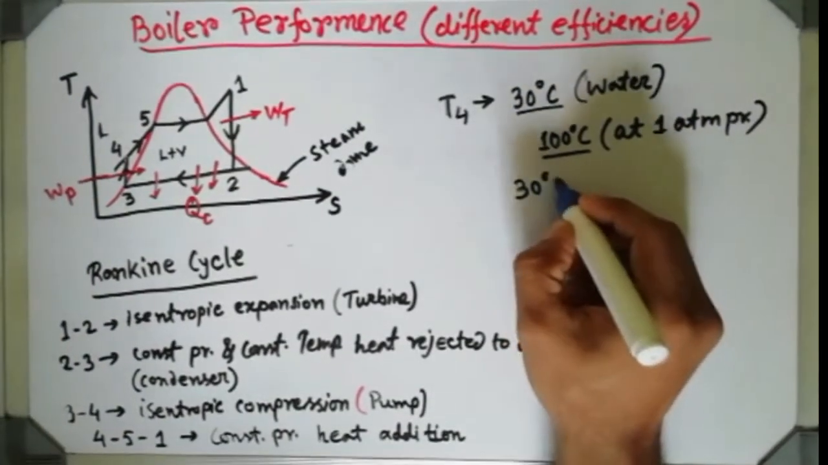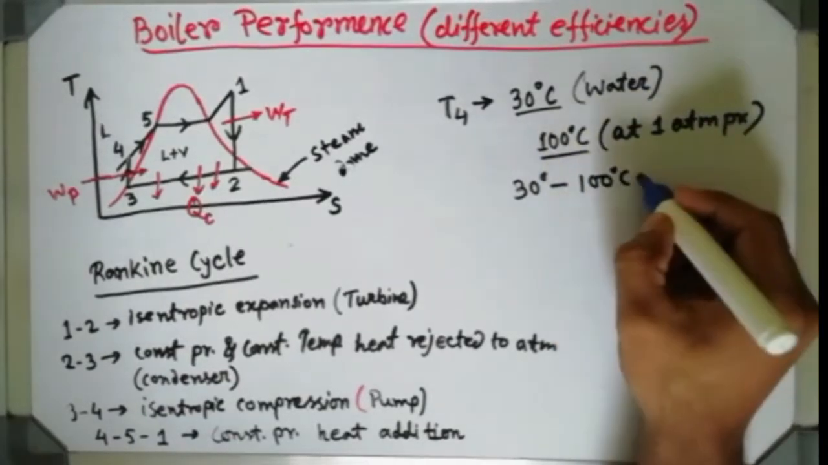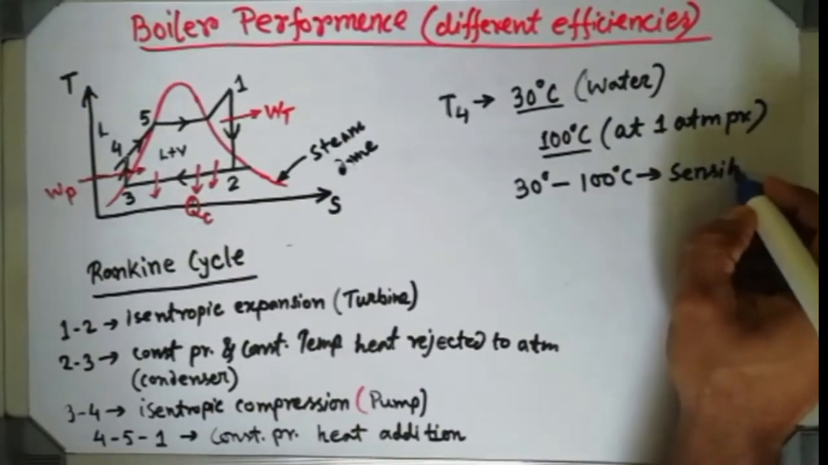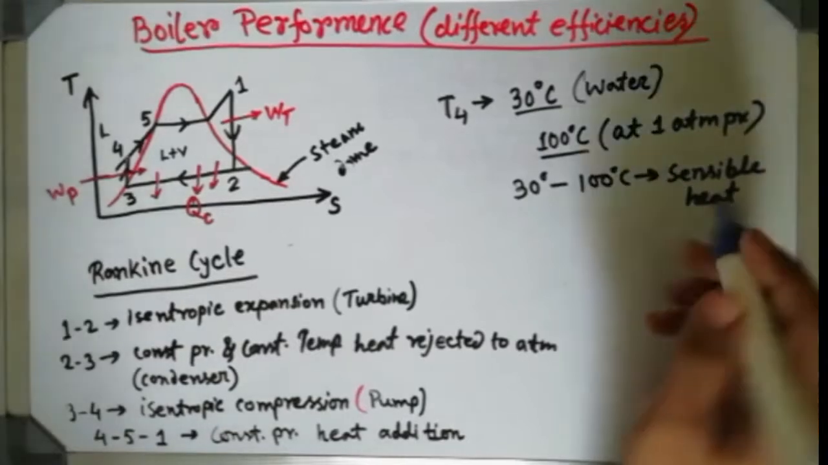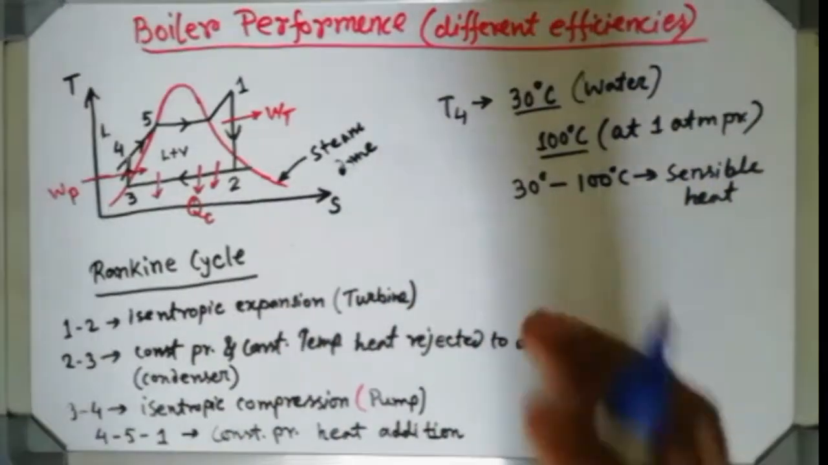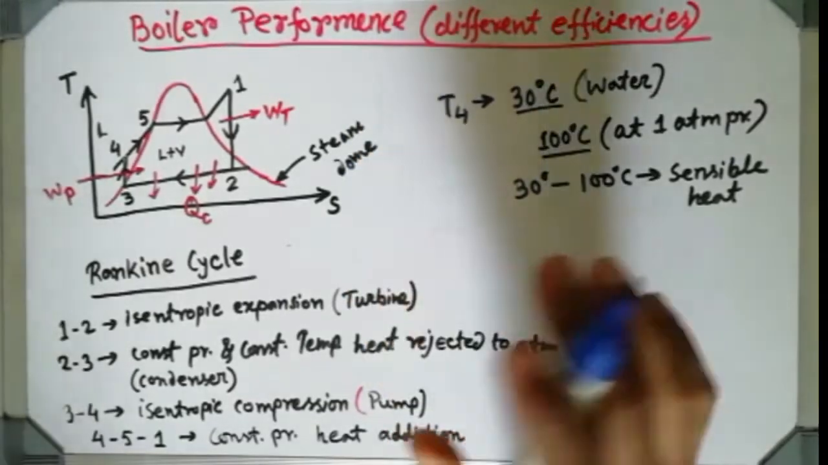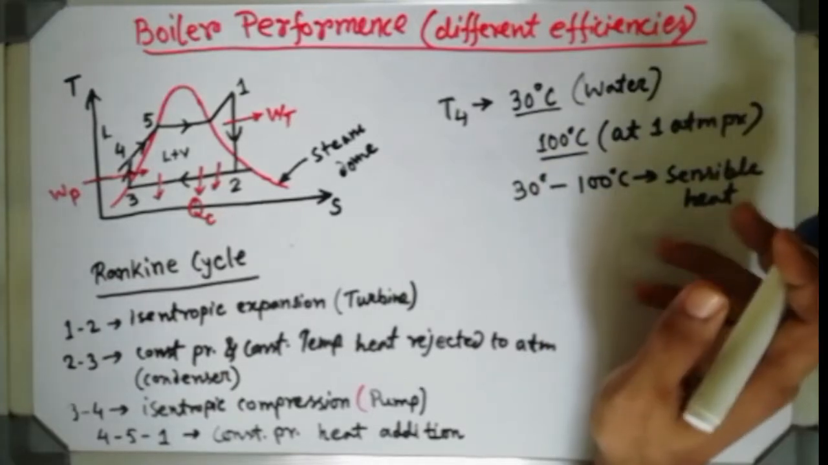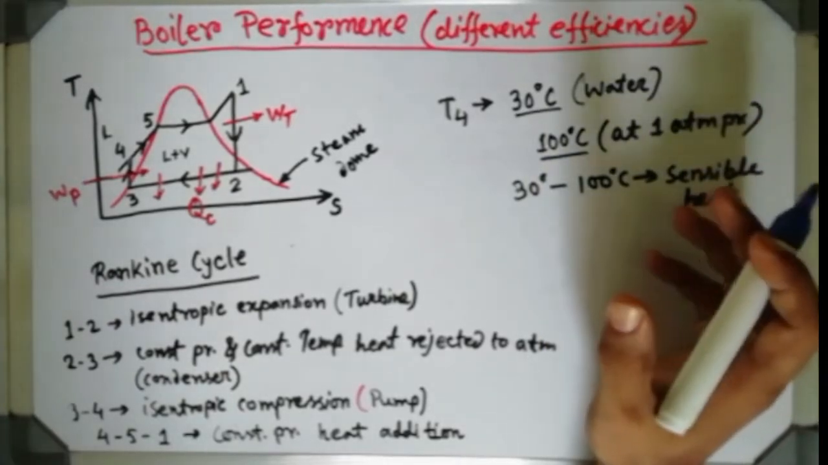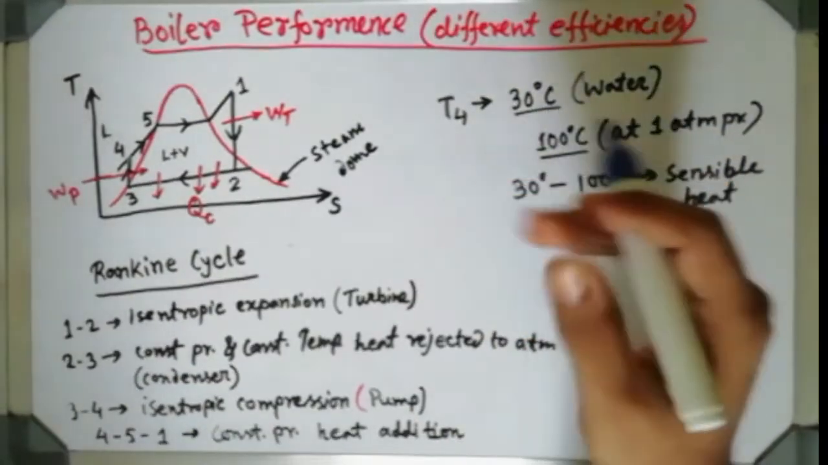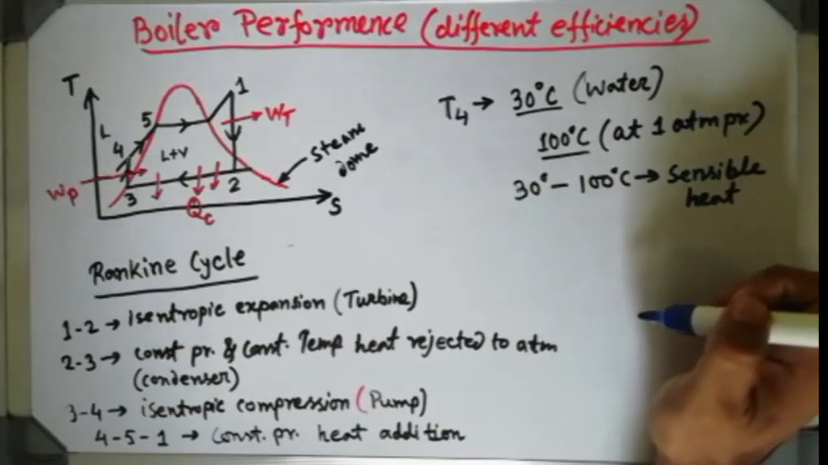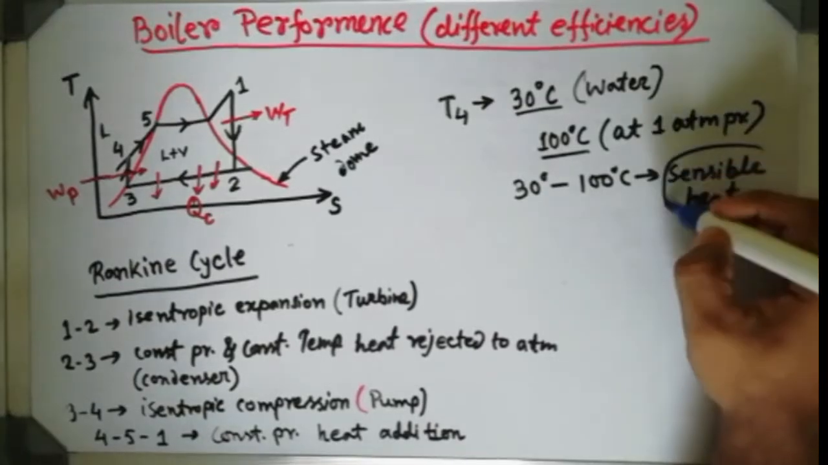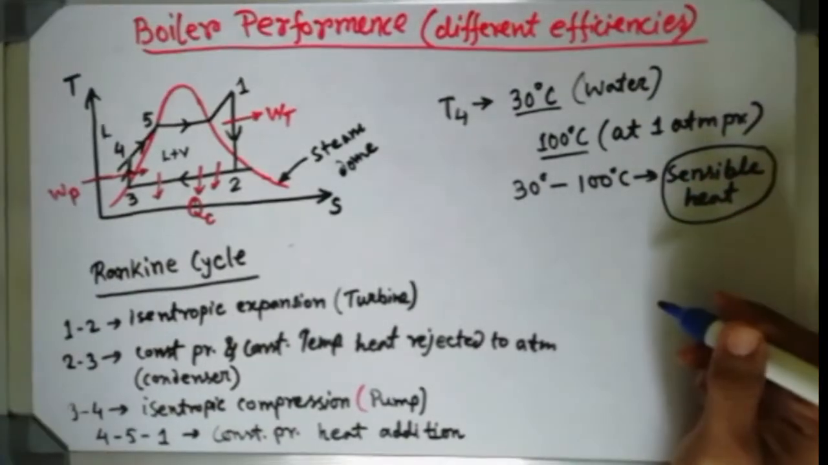So from 30 degrees centigrade to 100 degrees centigrade, the heat you are supplying is known as sensible heat. This sensible heat is also known to you, it is taught in class 9, 10. When you are heating the water from 30 to 100 degrees centigrade, the heat can be sensed. That means the temperature is increased. You can see the temperature is rising. That's why heat can be sensed with the help of temperature change, and that's why it is known as sensible heat. It can be sensed.